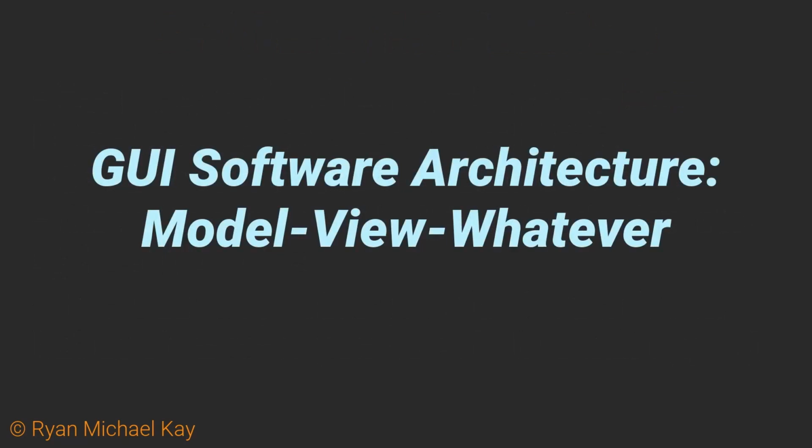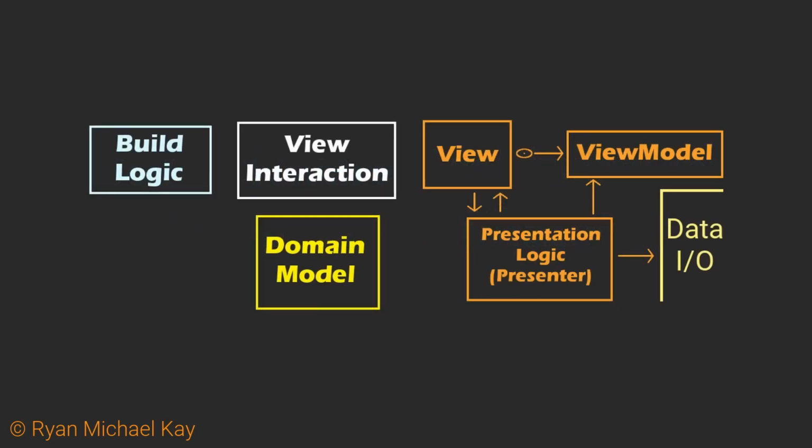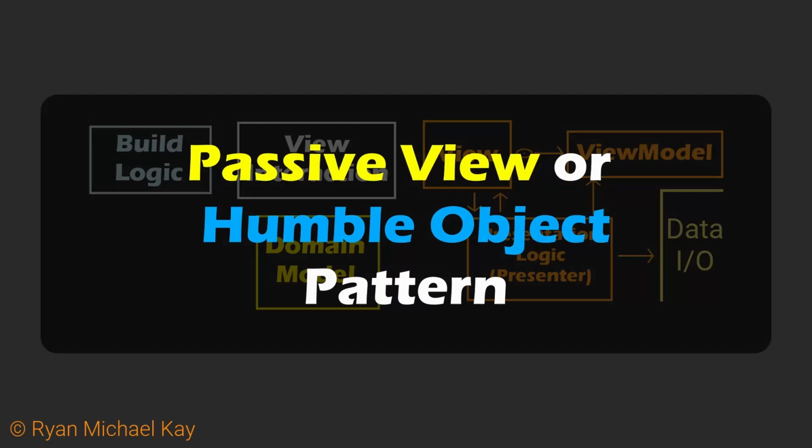This application uses model view whatever architecture, which is my way of saying that I don't follow anyone else's style. Having studied this topic for many years, I let the project requirements and my understanding of the principles of good software design guide my architecture. In this case, I find that Compose is made for an MVVM-based approach, but I added a presentation logic class for a specific reason. This reason is called passive view or humble object.